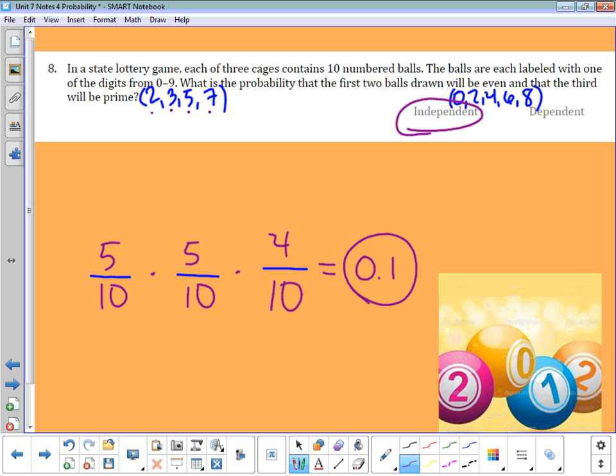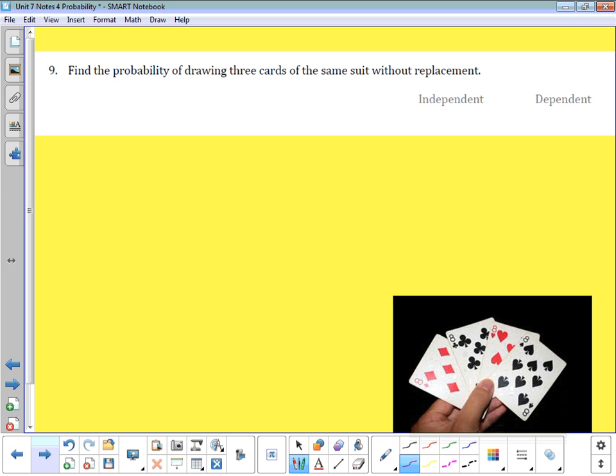One last question that we're going to do together, number 9. Find the probability of drawing 3 cards of the same suit without replacement. Without replacement, meaning we are not putting the cards back. Again, you can already determine if you're not putting the cards back, then the second time you pick a card, it's going to be different. So these are going to be dependent. And we are trying to pick out 3 cards of the same suit. Now remember before, there's 13 cards in each suit. There's 52 total.